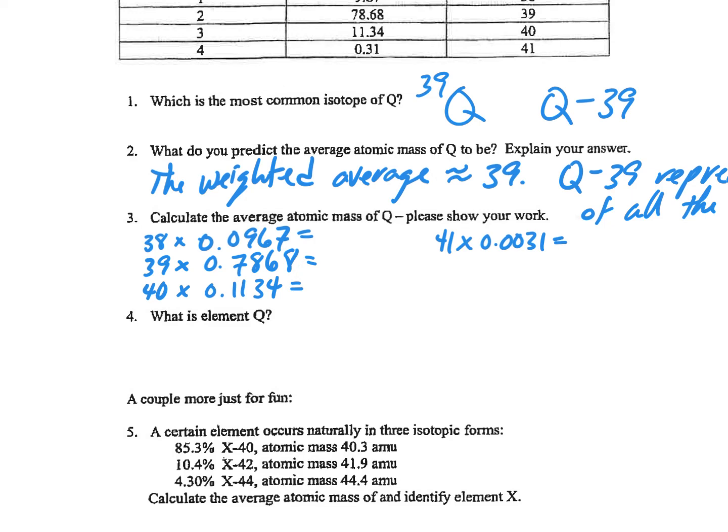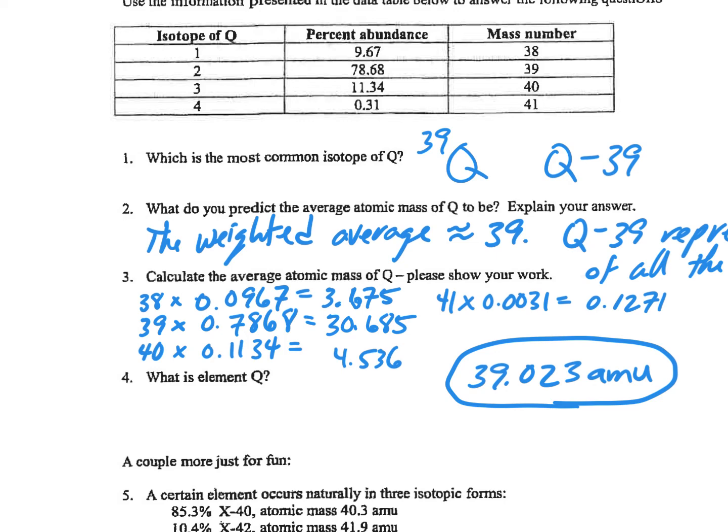So what I'm going to do now is just do the math, and I'll be right back. Okay, so I did the math, and I got 3.675 and 34.360 and so on. Now I'm going to add these numbers together, and I will get the weighted average for element Q. Actually, I realized I made a mistake on this number, so I changed it. Adding these together now, I got 39.023 AMU. This is the weighted average for all of the isotopes of element Q.